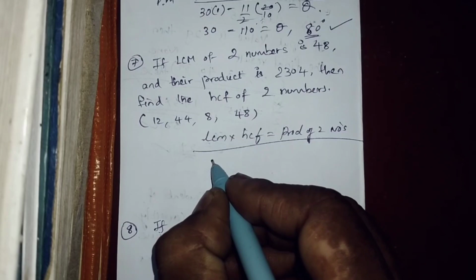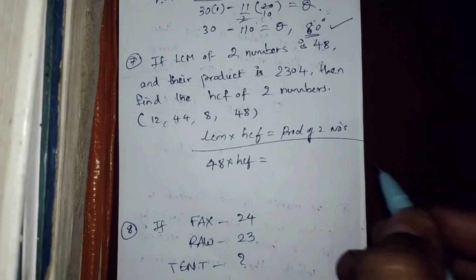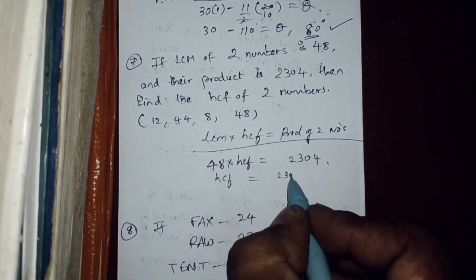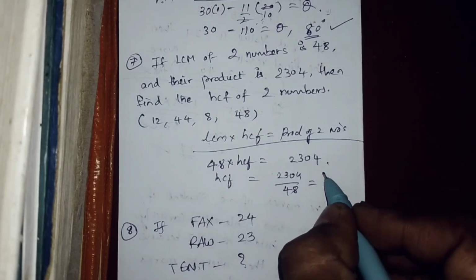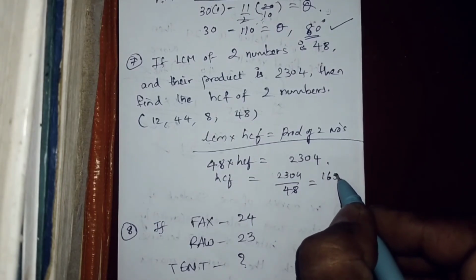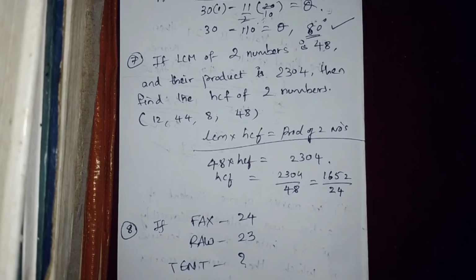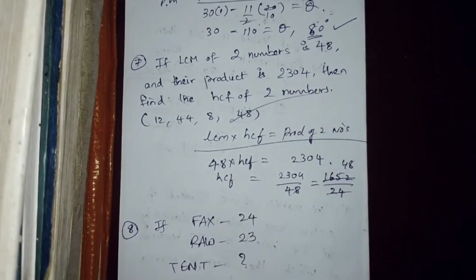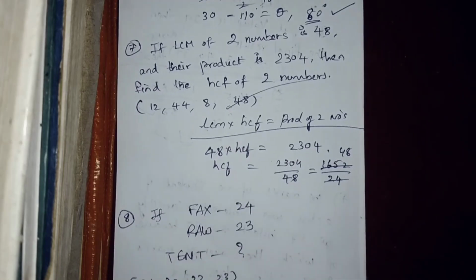We have one formula. Here given LCM is 48 into HCF, which we have to find out, is equal to the product of two numbers, 2304. From this, HCF is 2304 divided by 48. Okay, we can cancel it with 2. 2 ones are 2, 2 sixes are 12, 2 fives are 10, 2 twos are 24. So how much do we get? 24 into 48 is 1152. I am going for the fourth option. Let us see the next one.